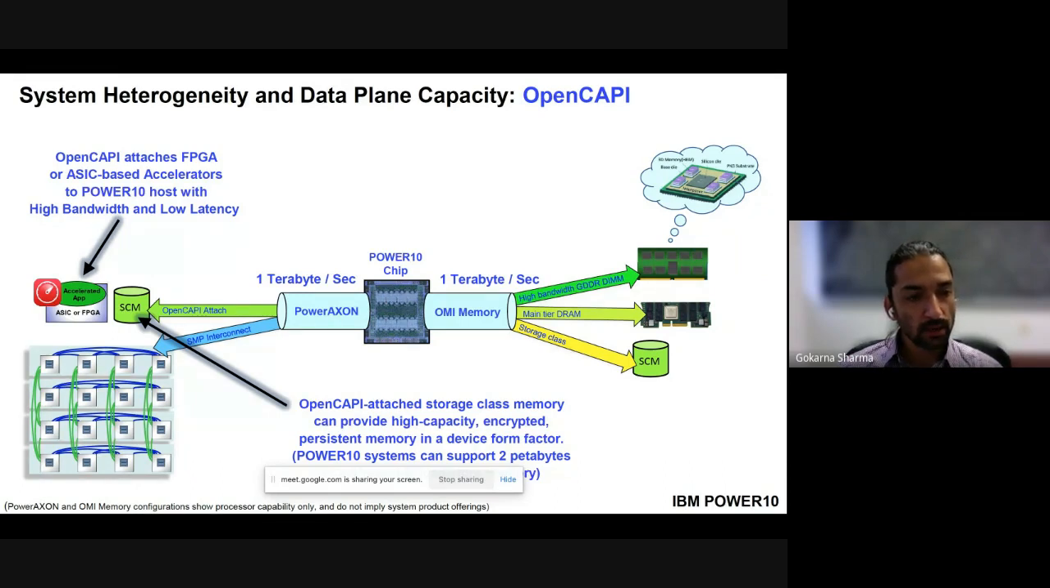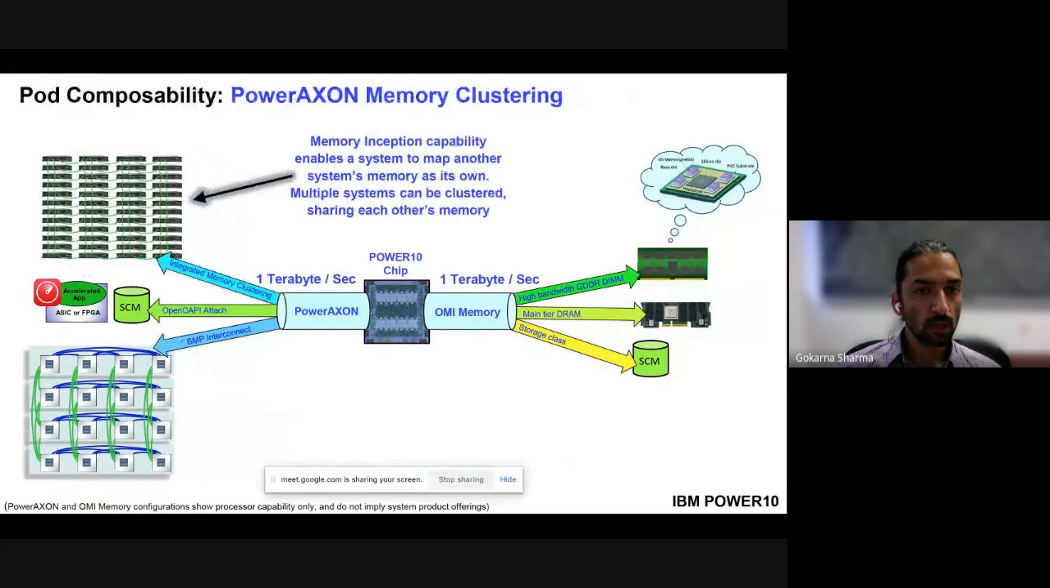So here again, you have a storage class memory, as we mentioned before. It provides high capacity and persistent memory storage for the Power10. Okay, so there is pod composability. We talked about memory clustering, right? You can see here, you can actually cluster memory.